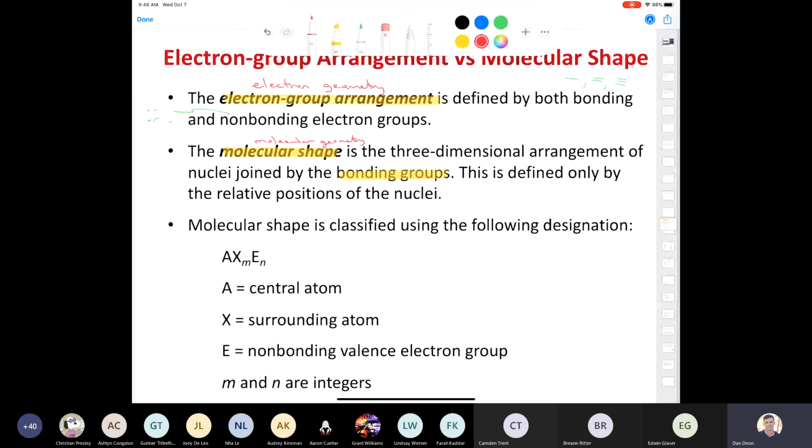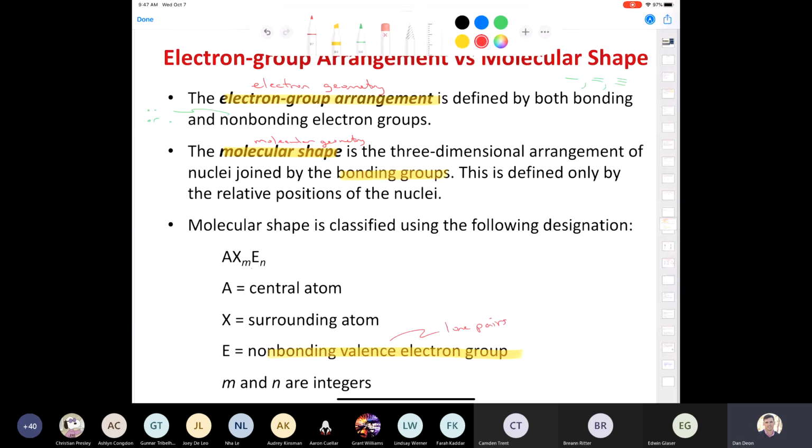Molecular shape is classified using the following designation. So we have A next to X, which is our atoms, subscript M for the number of atoms that we have, next to E, and E is for non-bonding valence electron group. This means lone pairs, okay? The number of lone pairs.